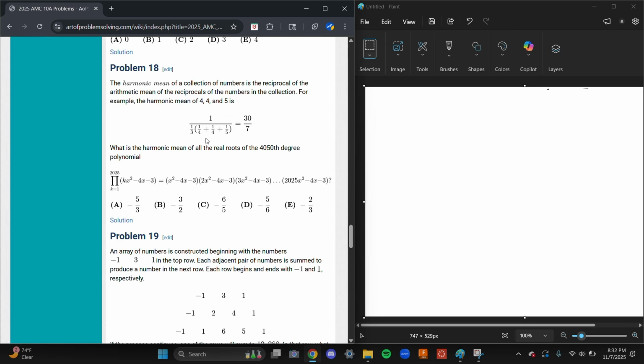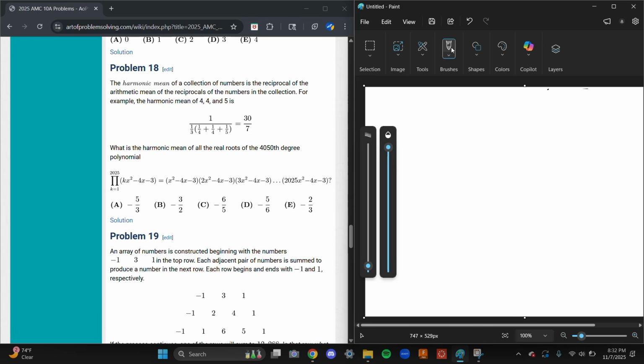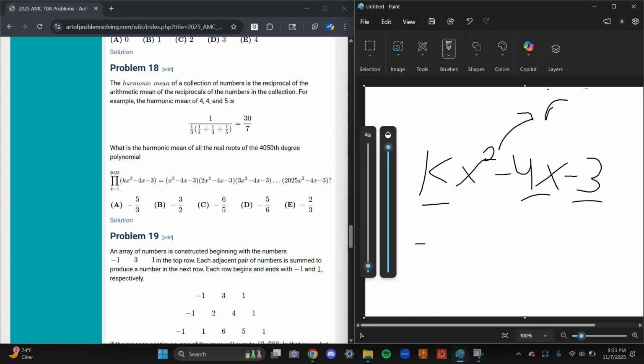So it literally tells us, first of all, what a harmonic mean even is, which is super helpful. And then it's telling us to find the harmonic mean of all real roots of this polynomial here. So we're not going to really focus on this expansion here. Let's just focus on the general form they give us, kx squared minus 4x minus 3, right? Now, if we want a polynomial with the reciprocal of these roots, we're going to take these coefficients and essentially flip them. So if this polynomial here has roots r1 and r2, then this polynomial, negative 3x squared minus 4x plus k, is going to have roots 1 over r1 and 1 over r2.